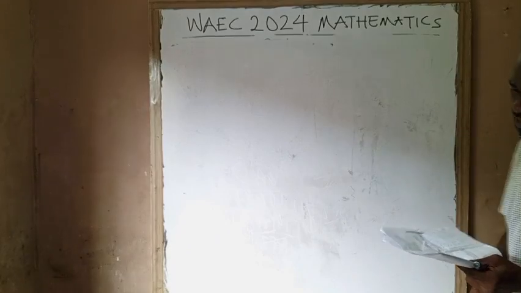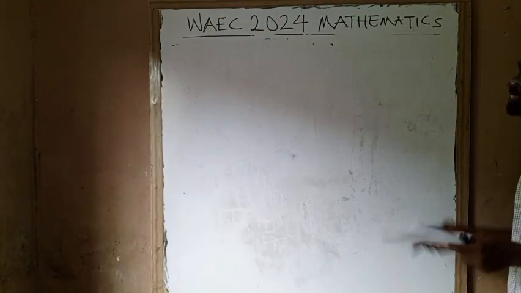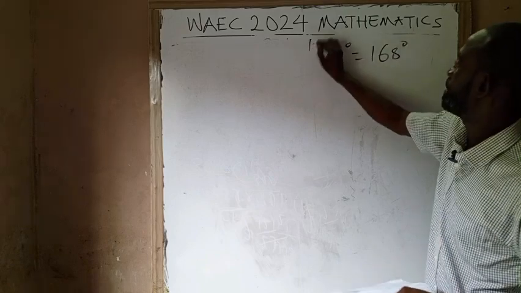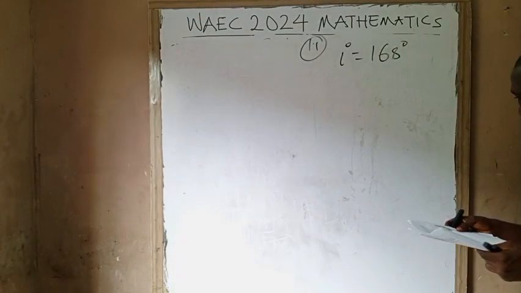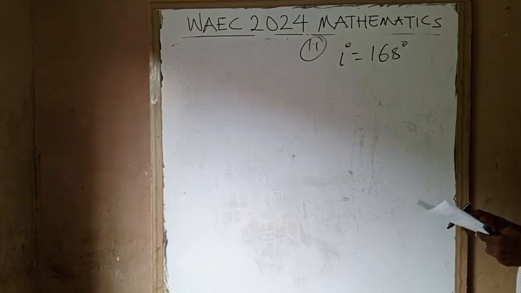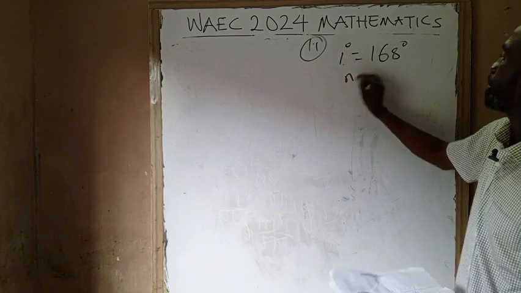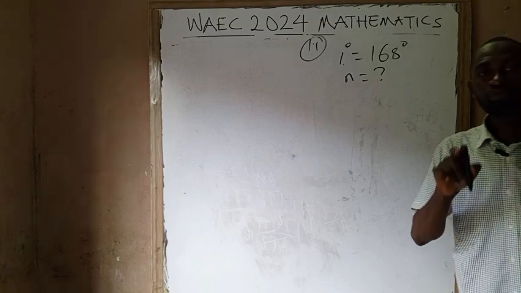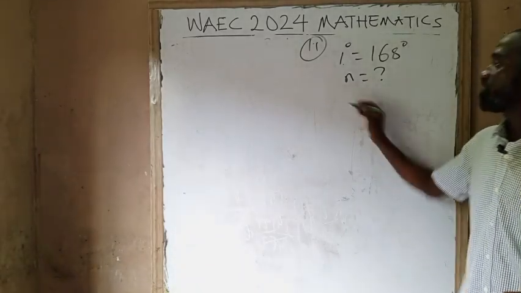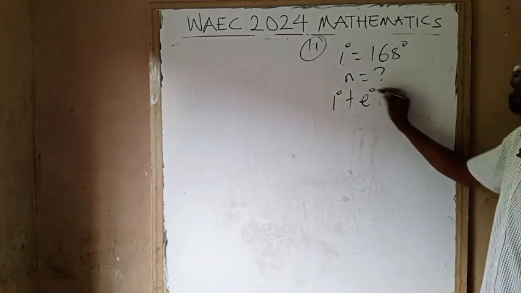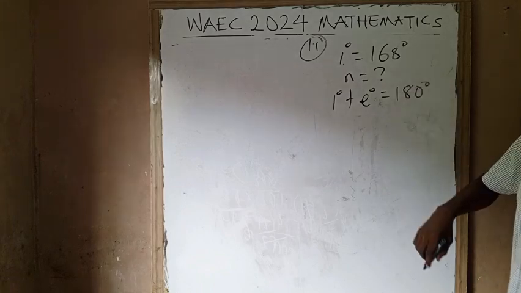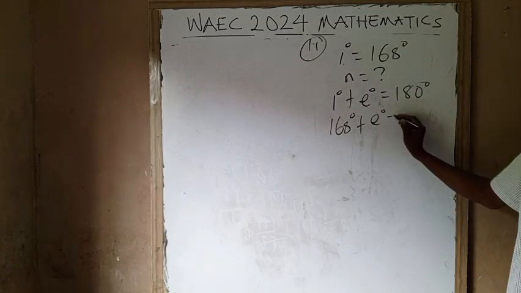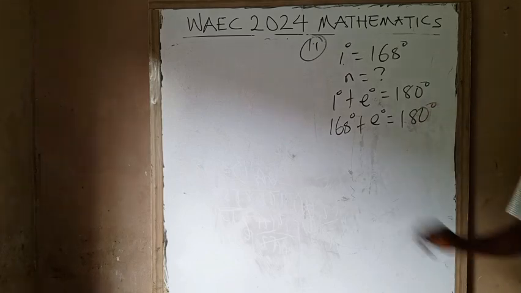It says an interior angle of a regular polygon is 168. Interior angle equals 168. This is question number 11. Find the number of sides of the polygon. The number of sides is what we are looking for. We don't know it, but we know there's a formula that connects interior angle to exterior angle. For every interior angle plus exterior angle, I must have 180 degrees. So here we have 168 degrees plus E equals 180 degrees.